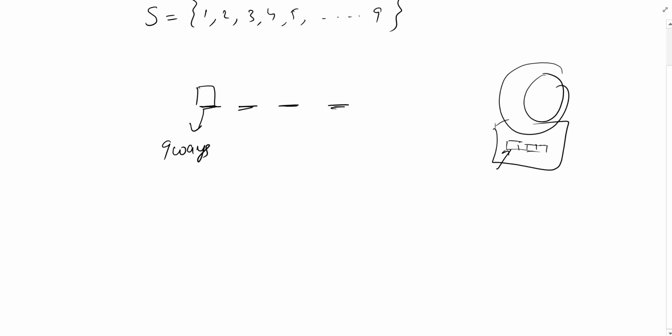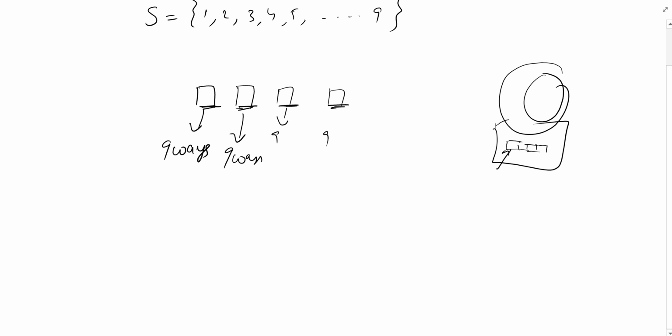Now, the second position. The repetition is allowed in these kinds of cases, so you can write the same digit. For example, if you write 3, you can write 3, 4, 4. So it's completely independent of that one. It doesn't depend on that. So still we have 9 ways for this one, and so on.